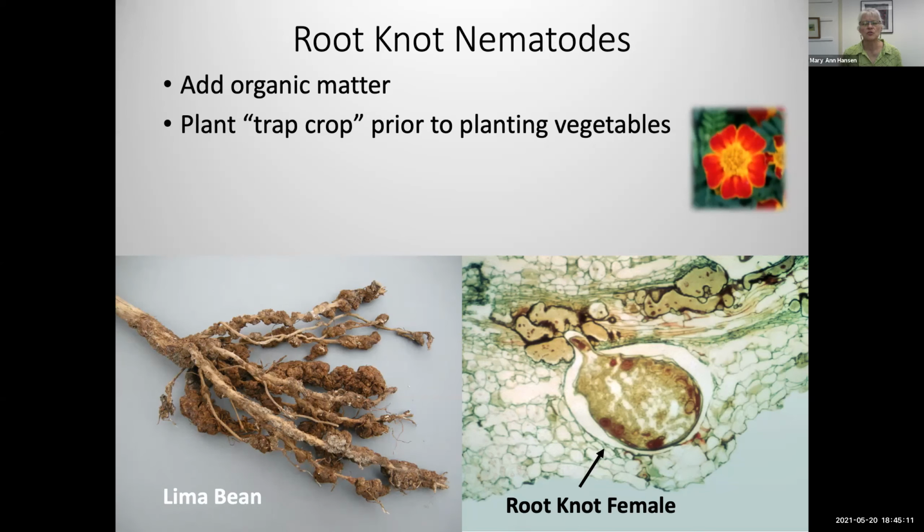And this trap crop terminology is kind of a misnomer, because people come away thinking that marigolds will trap the nematodes in their roots, and that they can just plant them between their vegetables, but that's not how it works. So marigolds will produce a chemical that is toxic to nematodes and keeps them from reproducing.